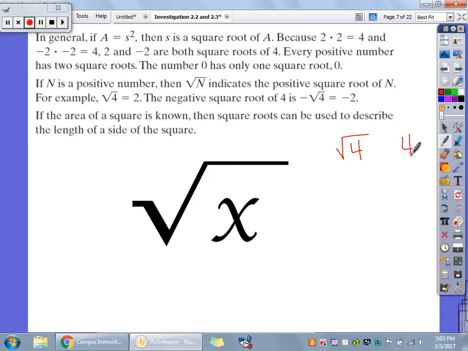And it's different from the number 4, okay? So the square root of 4 is the same thing as 2. These two things are not the same, okay? So if I ask you what the side length is, you can't say, well, it's 4. No, it's the square root of 4. So you have to distinguish between whether it's a square root or whether it's just the regular number.